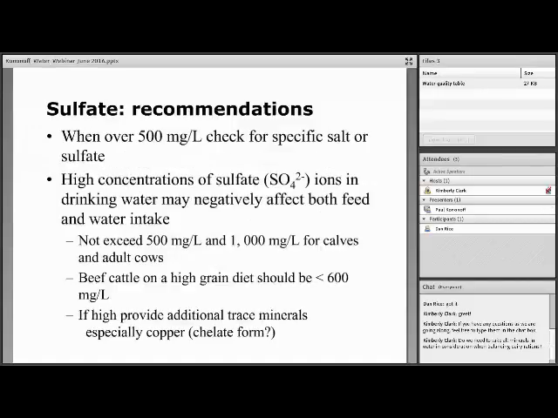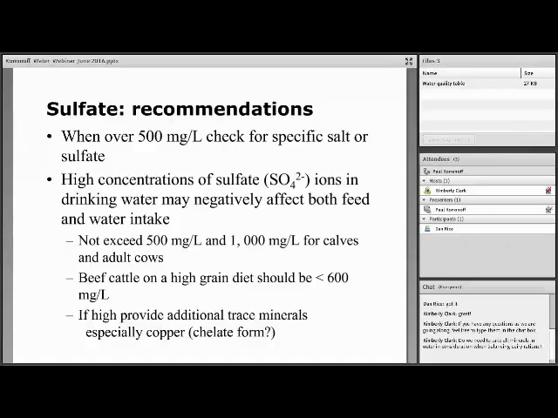What are some recommendations for sulfate? So if you're looking at a water test, what should you see? Well, if you're anything over 500 milligrams per liter, you probably have to look at the specific salt or sulfate that's there.